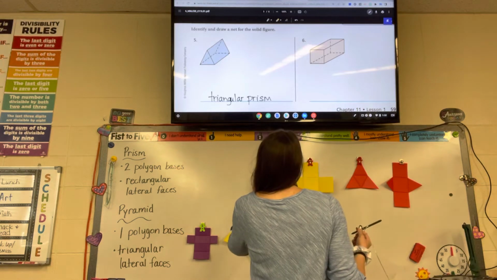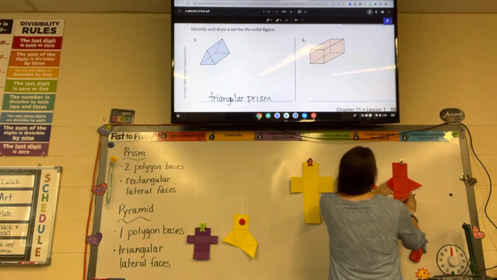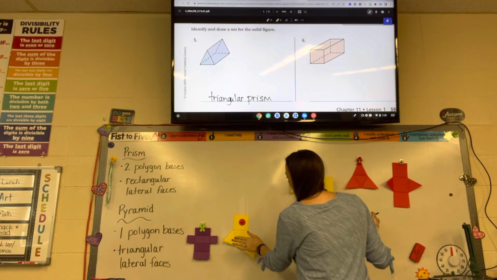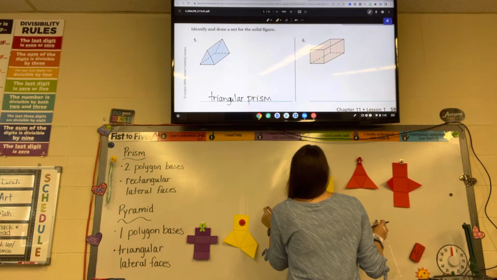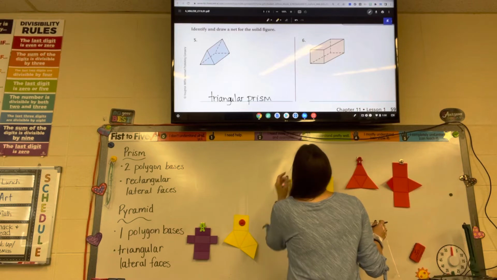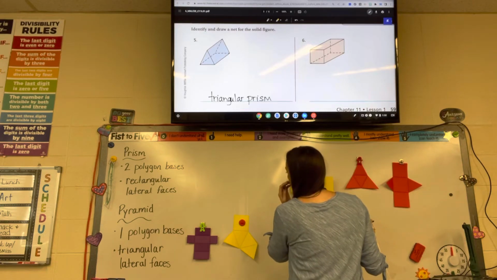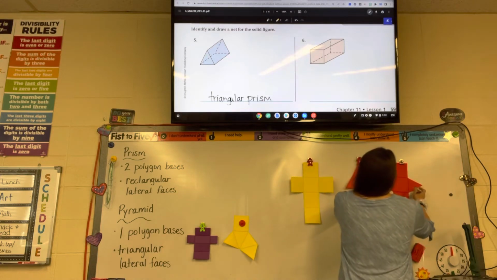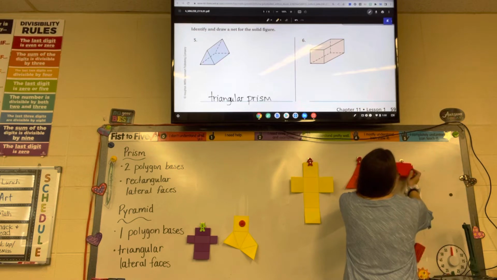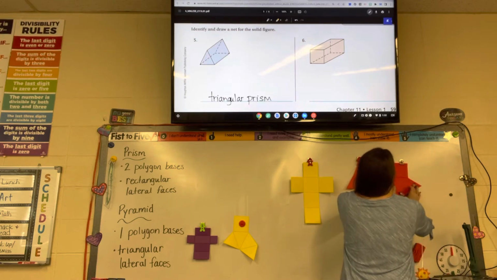So a triangular prism is going to look like, do I have one? No. Oh, it's the square one, I think. No, not the square one. The red one with like the squares, or maybe rectangles? Yes, there it is.